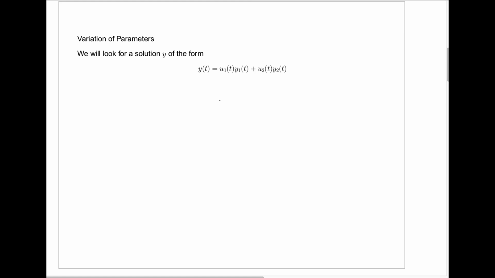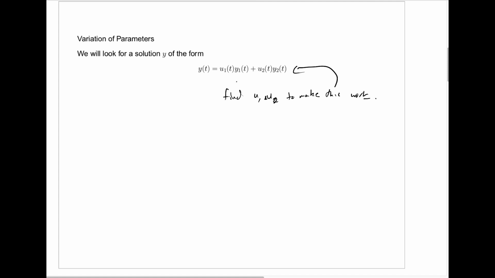We'll look for a particular solution, y of t, of the following form. We'll write it as u1 of t, y1 of t, plus u2 of t, y2 of t. In other words, the goal is to find u1 and u2 to make this work. Now you should notice that if u1 and u2 are constants, then the function y will be a solution to the homogeneous equation, and that won't work, assuming g of t is a non-zero function.